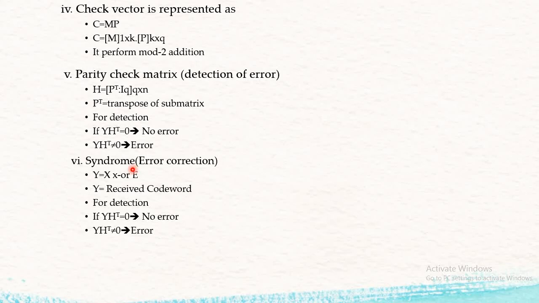So what is the procedure for detection? We know Y is equal to X. This is your received code word actually. So Y, the received code word, is equal to X, where X is the code word which we are transmitting from the transmitter. Now this transmitted code word is added with E. E indicates your error vector. Now X XOR E is generally our received code word.